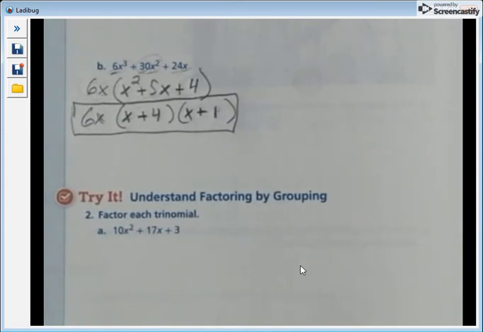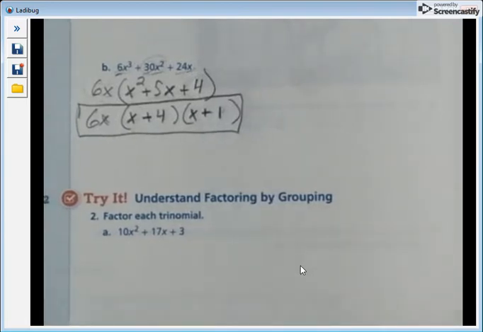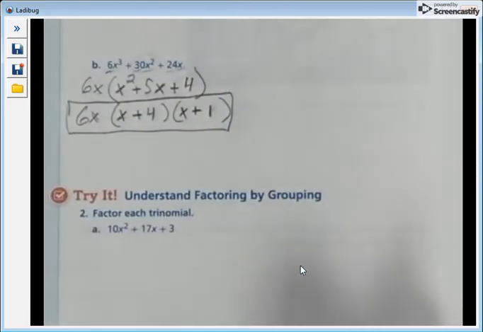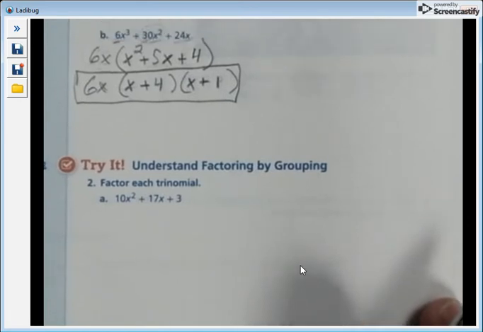And yes, this is important to know, and we'll get to it in topic 9, factoring special cases. Then you'll understand why we do this, and it's pretty cool. All right, going on to the next one here.